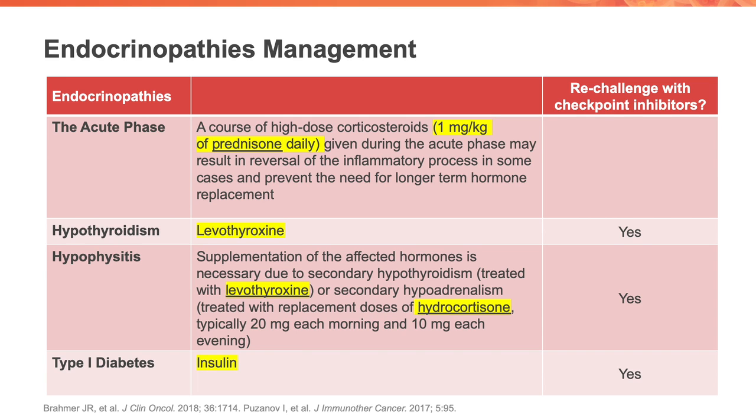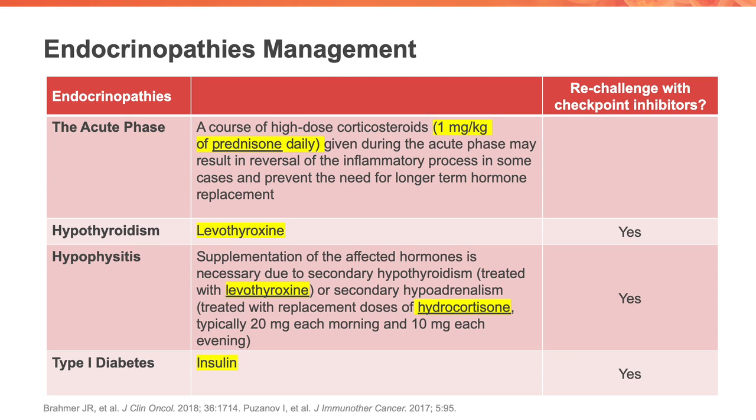Here I'm going to talk about some special notes about endocrinopathies management when associated with immunotherapies. What's special about endocrinopathies is that once the damage is done to the gland, it's oftentimes irreversible. There are situations where you can catch the patient early, and in that situation administering a high dose of corticosteroid, which is 1 milligram per kilogram of prednisone daily, may result in reversal of the inflammatory process in some situations. However, that only rarely happens.